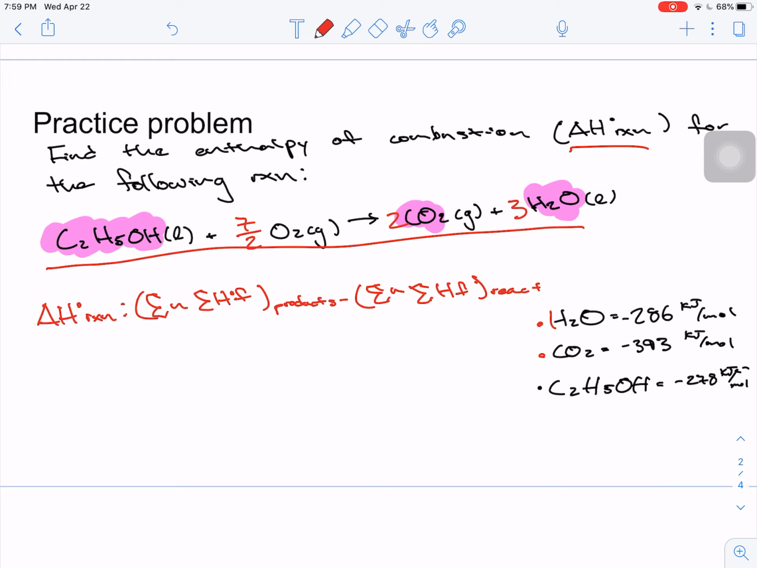Okay, so for example, if I was going to start adding up my enthalpy of formation values for my products, we can start with carbon dioxide. We have to multiply whatever my enthalpy of formation value is for carbon dioxide by 2, because there's a 2 in front of it in our overall reaction. So we're going to have 2 times negative 393 plus 3 times negative 286. That's for water. Okay, so those are all my products. And then for the reactants, I only have one reactant, because remember, oxygen doesn't have a value. And that's just going to be minus negative 278.